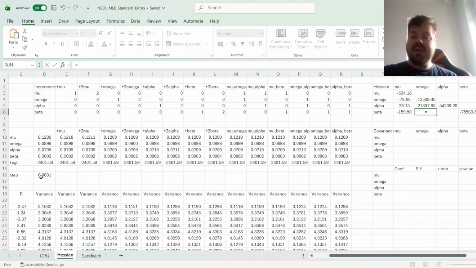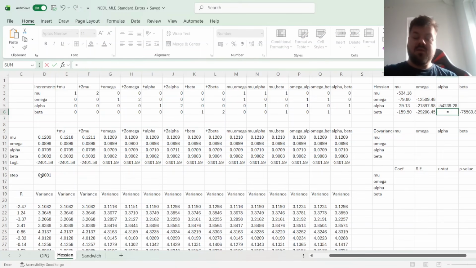Omega and beta, here we've got the log likelihood when we increase them both, minus log likelihood when we increase just omega, minus just beta, minus log likelihood when we increase just beta, minus the log likelihood when we increase just omega, plus the original log likelihood, and divided by step squared.